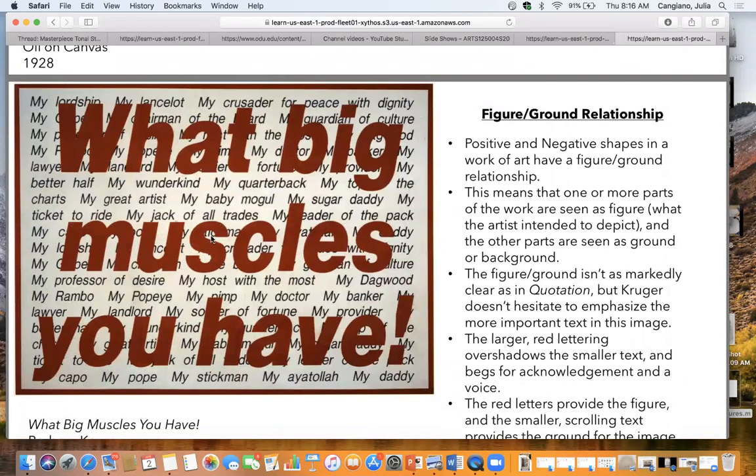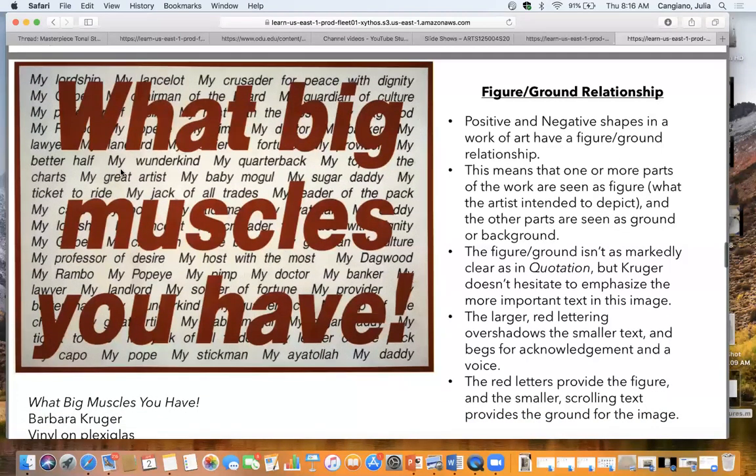So figure-ground relationship. This is the second piece of this. Positive and negative shapes in a work of art have a figure-ground relationship, whether or not they are an actual figure in an actual background. So this is Barbara Kruger, and the figure in this, I read it to be the large red text, "What big muscles you have." And then the ground is the black type back here and all these names.